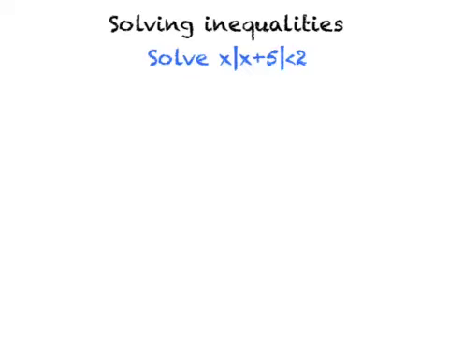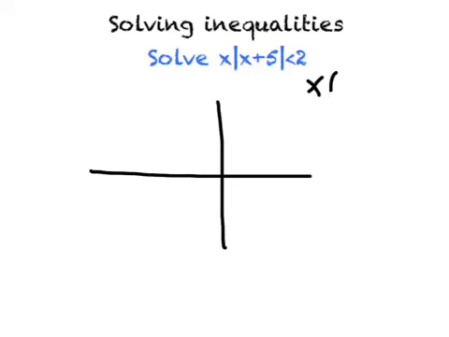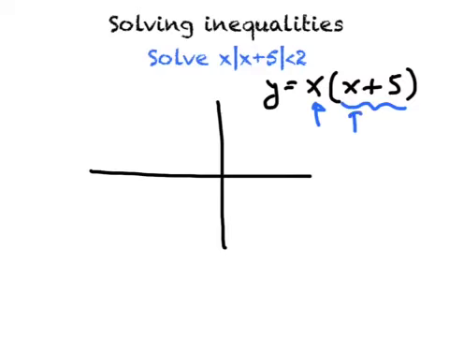We want to solve the inequality x times the absolute value of x plus 5 is less than 2. The place to start with this problem is to graph the function. Let's first graph this function, x times (x plus 5). What you should notice about this function as you profile it is that it has roots at 0 and minus 5.